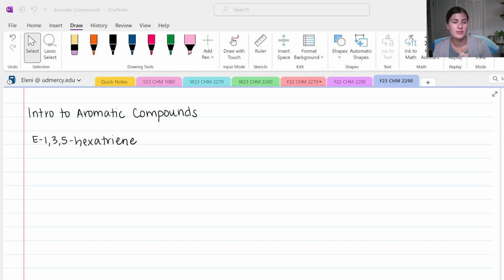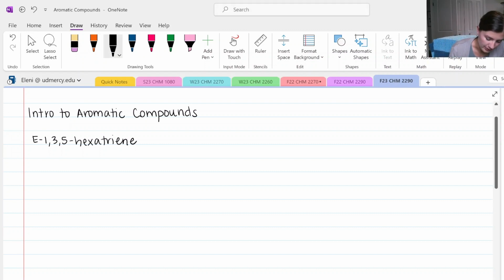In this video, we'll talk about aromatic compounds and what that means for a molecule to be aromatic. We'll start with a more familiar molecule first, E-1,3,5-hexatriene. We draw out this molecule. We have 6 carbons in a chain, and then double bonds on carbons 1, 3, and 5.